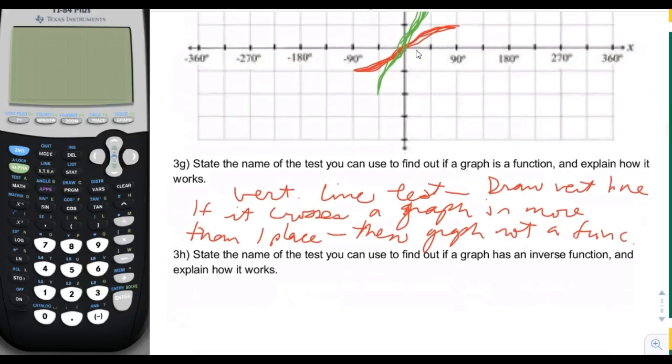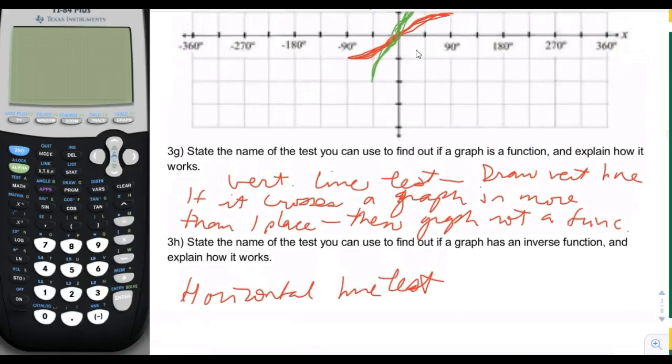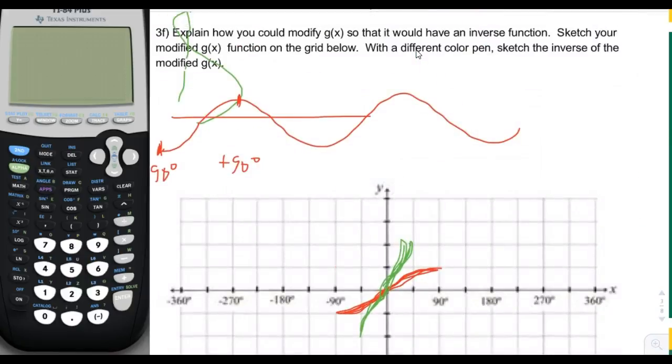State the name of the test you can use to find out if a graph has an inverse function and explain how it works. Before you even reflect the function around y equals x, you can already tell if it's going to fail. What you can do is the horizontal line test. If we did a horizontal line test on the original sine function, we can already see that drawing a horizontal line is going to cross it in an infinite number of places. So if we flip it, the vertical line test is going to fail, right?